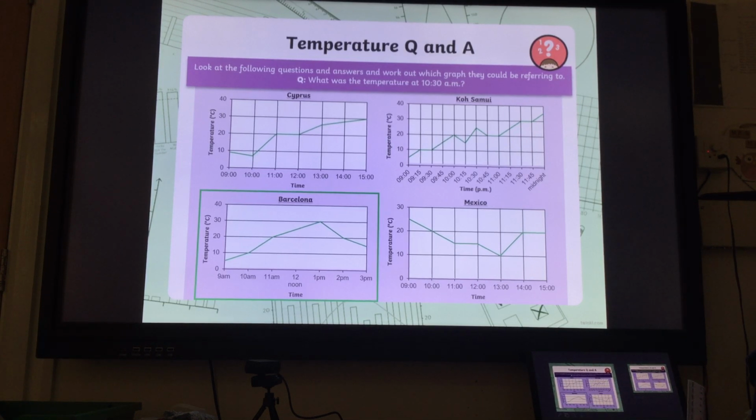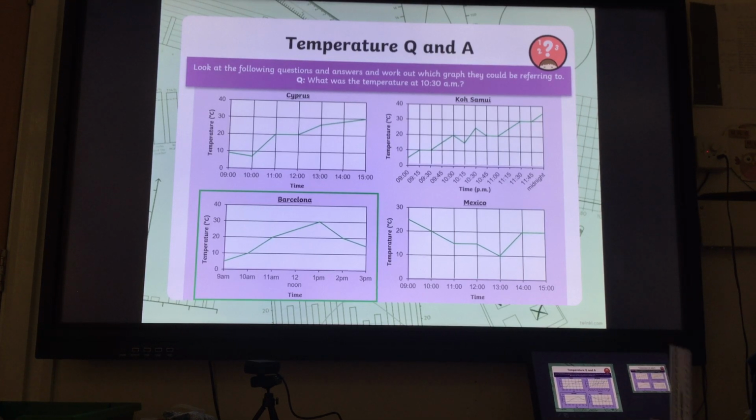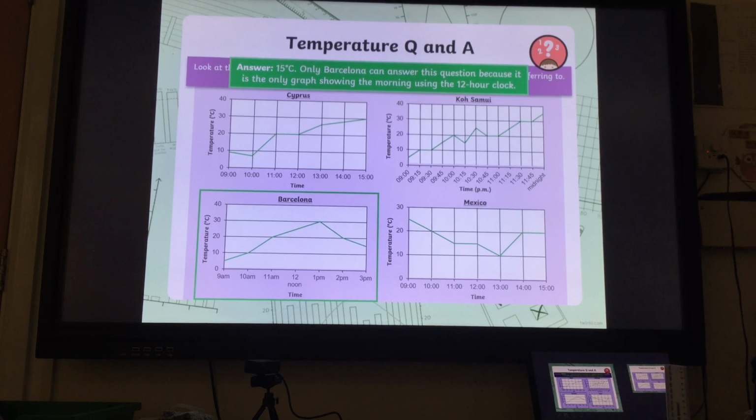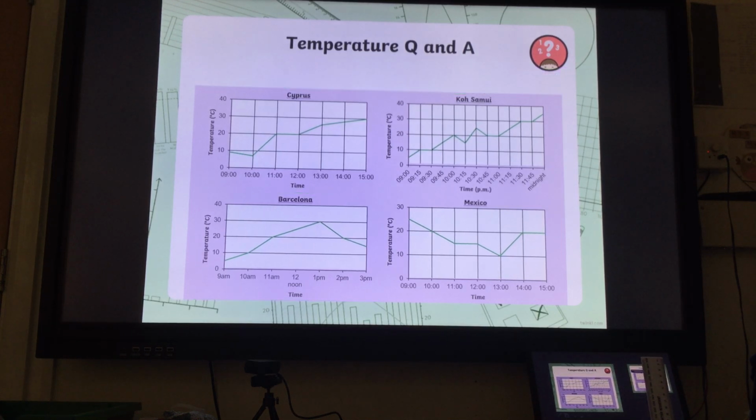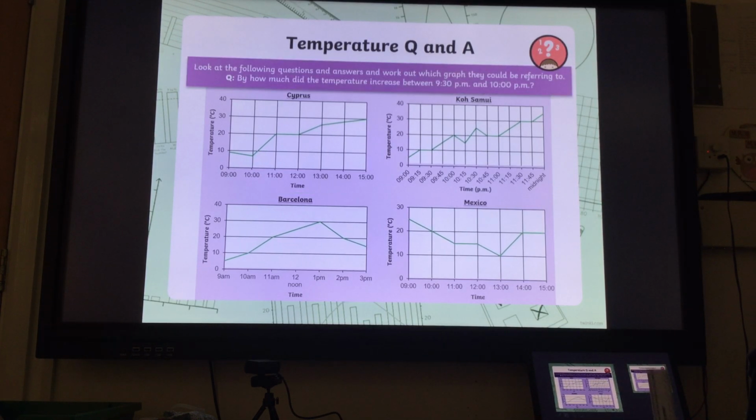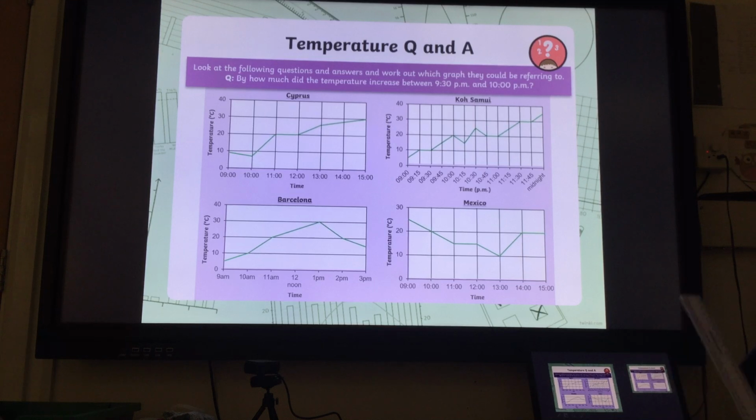So what was the temperature at 10:30? We could use the Barcelona graph, but we could actually find that information out from any of the graphs on here. But it's the only one using the 12-hour clock time. Okay. How much did the temperature increase between 9:30 and 10 p.m? So is there any graphs on here that go into that time zone? The 9:30 at night and 10 p.m.